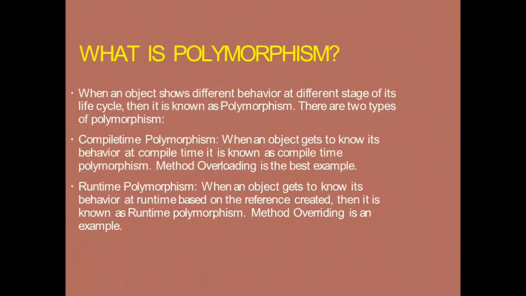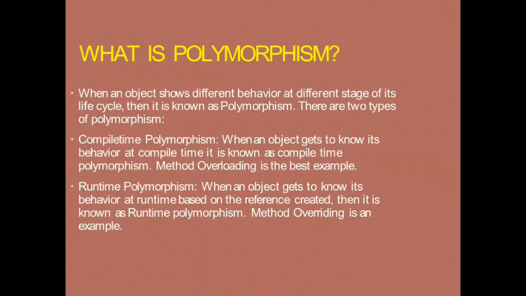Next question is, what is polymorphism? Answer: when an object shows different behavior at different stages of its life cycle, then it is known as polymorphism. And there are two types of polymorphism: compile time polymorphism and runtime polymorphism. Compile time polymorphism: when an object gets to know its behavior at compile time, it is known as compile time polymorphism. And the best example of it is method overloading.